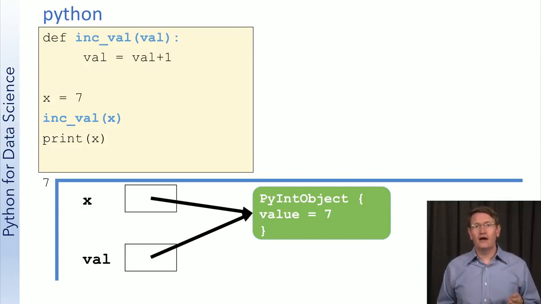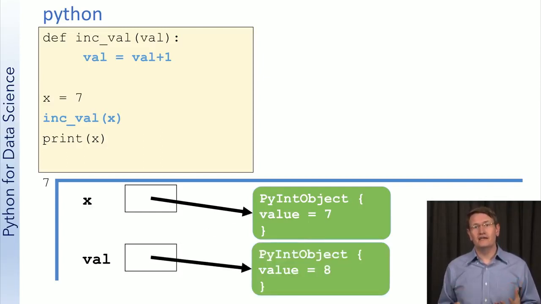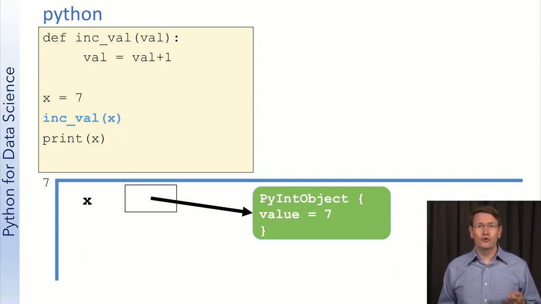Now let's look at val being assigned to be val plus 1. This operation will cause val to be reassigned to point to a new PyInt object with a value of 8. Notice x hasn't changed here at all. When the function inc val finishes, the temporary variable val, which was created just for the function, will go away. Now we're left with just x. So when we go to print x, we're going to get back the value 7, which is just what we would expect.